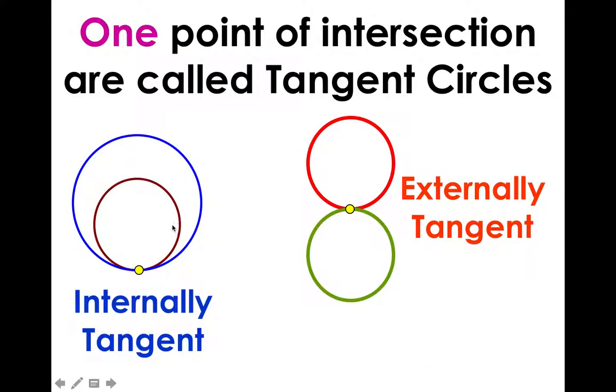Sometimes you can have 1 point of intersection, and when we're dealing with just 1 point of intersection, we call them either internally tangent or externally tangent. Regardless, tangent means that if I draw a line, it only touches the circle one time. Even though we have 2 circles, this line is touching each circle one time only. Same thing over here.